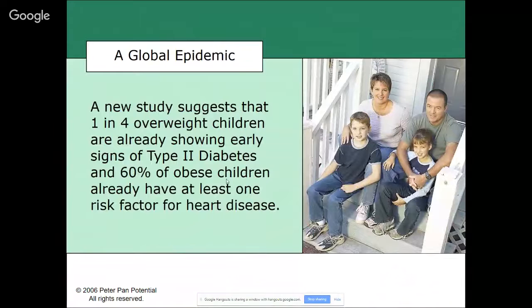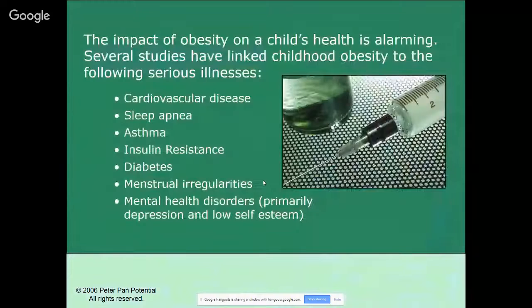New studies suggest that 1 in 4 overweight children are already showing early signs of type 2 diabetes, and 60% of obese children already have at least one risk factor for heart disease. The impact of obesity on a child's health is alarming. Several studies have linked childhood obesity to the following serious illnesses: cardiovascular disease, sleep apnea, asthma, insulin resistance, diabetes, mental health disorders, primarily depression, and low self-esteem.